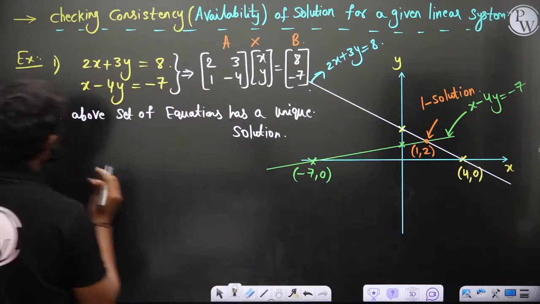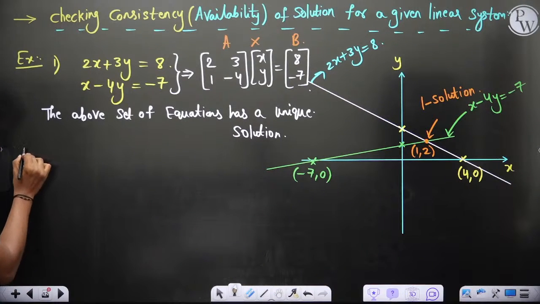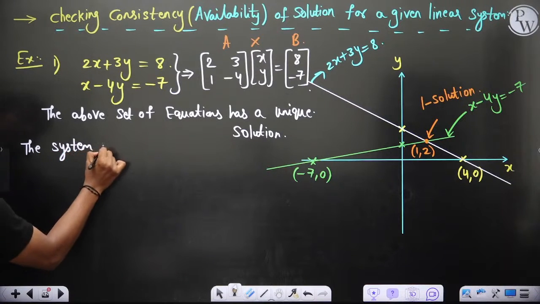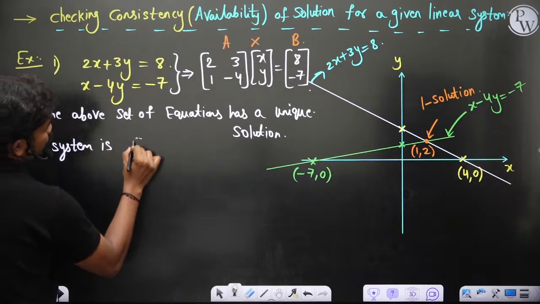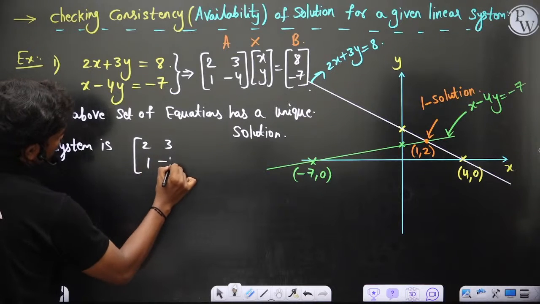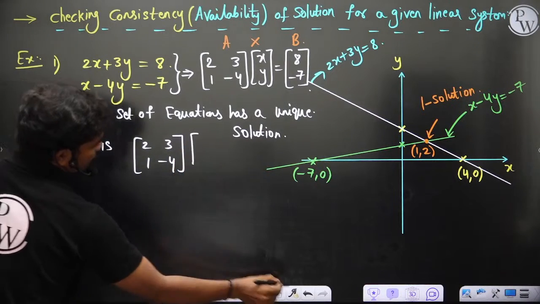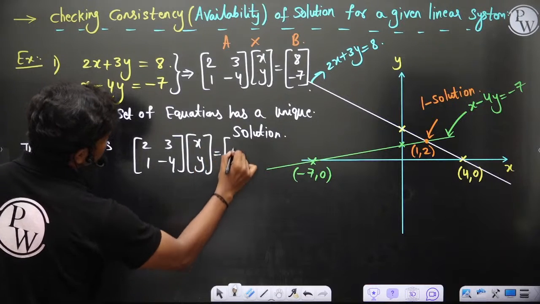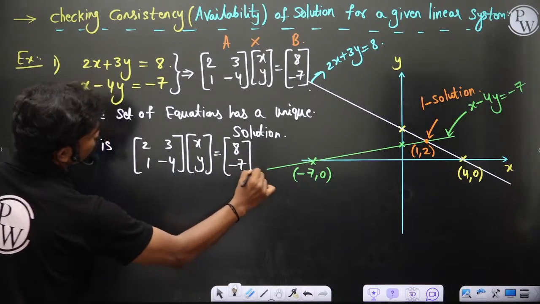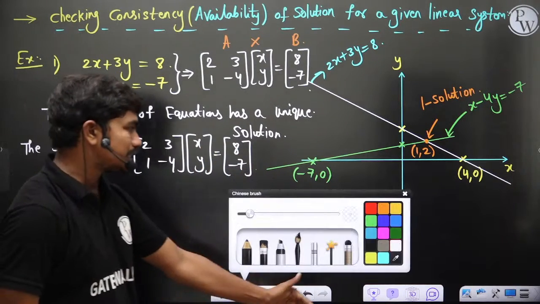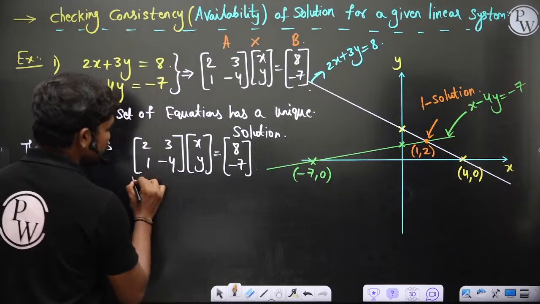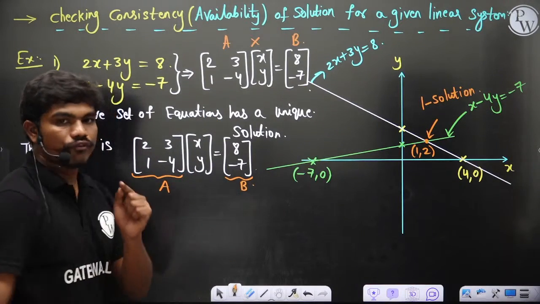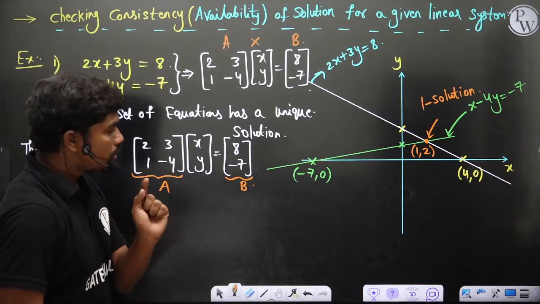Look, the system is 2 3, 1 minus 4, times x y, equal to 8 minus 7. Okay, this is what you have. Now, clearly this is A and this is B, of course. Now we calculate something which is called the augmented matrix.